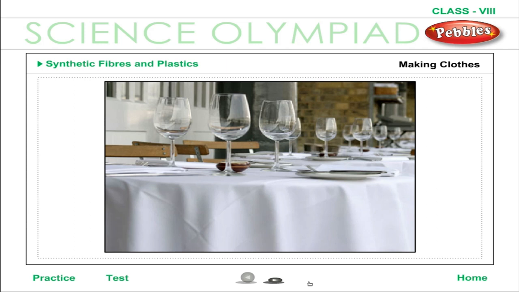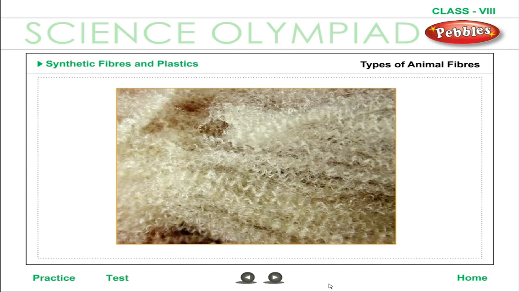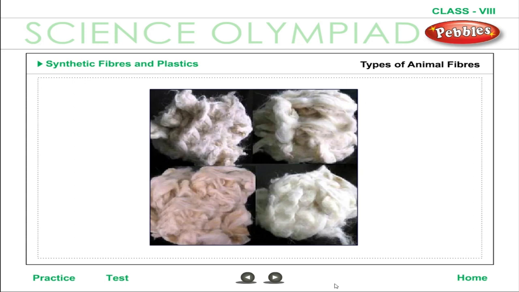Types of animal fibers. Wool. It is the hair from the skin of some animals like sheep, goat, and camel, which are twisted to make long strands. Wool is light, soft, thick, and wrinkle resistant. It is made up of keratin, which contains sulfur in it.